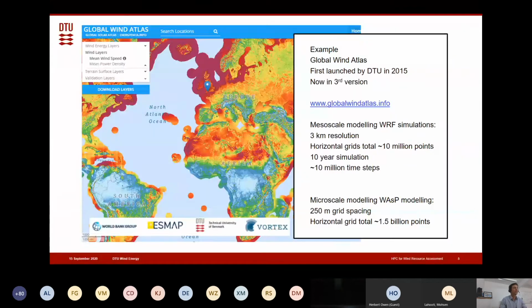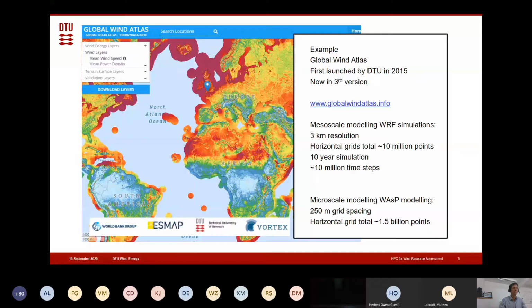So a nice way to frame all of this wind resource assessment is to look at the Global Wind Atlas as an example. DTU first launched this in 2015, but we're now on our third version, and we have as partners Vortex, who is also a partner on this project, and Marta spoke before the break from Vortex. So we're happy to work with them on this project. And we also had some financial support from the World Bank Group and ESMAP. But what I want to say about this product, the Global Wind Atlas, is that it is also demanding a great deal of computer resources.